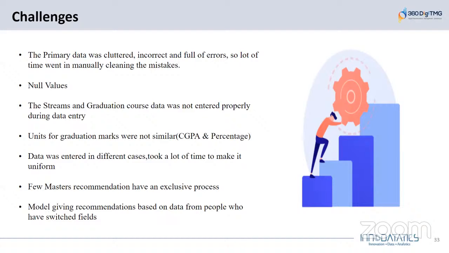Also, a few master's recommendations have an exclusive process. For example, in order to do MTech, you also have to complete a master's degree first. That is a pretty exclusive process, which our model couldn't involve as of now. Also, the model is giving recommendations based on data from people who have switched fields. What I mean to say is that they studied something else for graduation and later on switched the field. So the data that we collected is not reliable in such unique cases. Next slide, please.